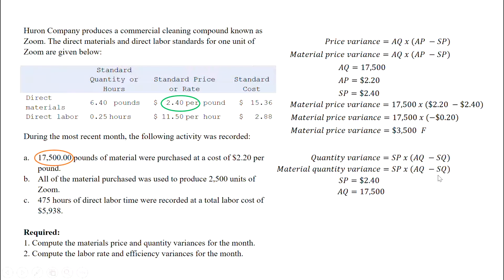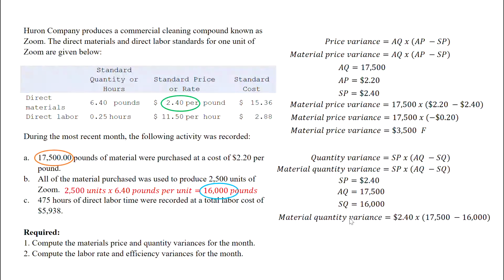The next quantity we want is what was the standard total quantity of material that we thought we were going to have to use for these zooms that we produce. Well, that's not given anywhere. We're told that we anticipated using 6.4 pounds for every zoom, but that's per zoom. We want the total anticipated material for all the zooms we produce. So we're going to have to do a calculation here. In B, we say that we produce 2,500 finished goods. Well, if I multiply that times the 6.4 pounds that we anticipated per unit, I get that we anticipated we were going to use 16,000 pounds. So our standard total quantity of pounds of material is going to be 16,000.